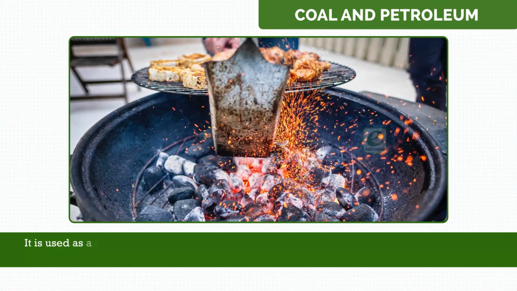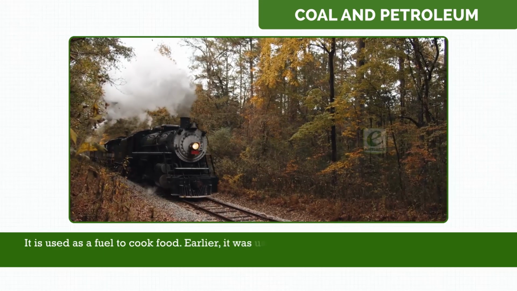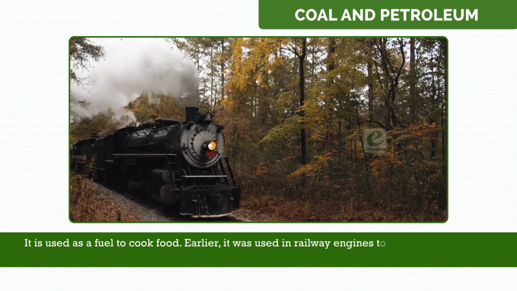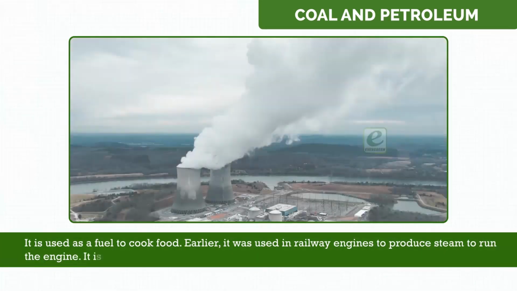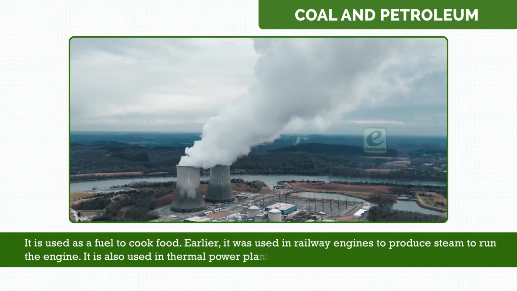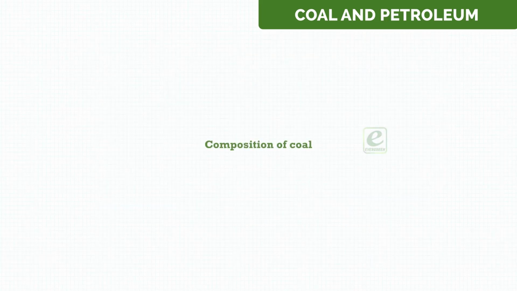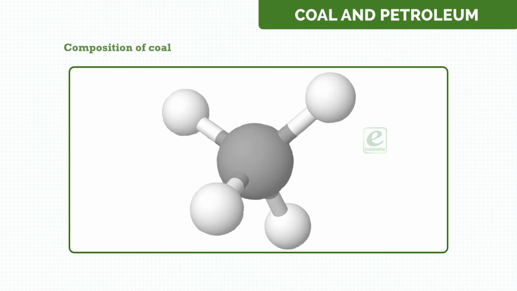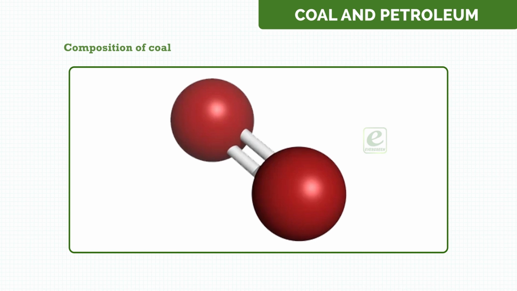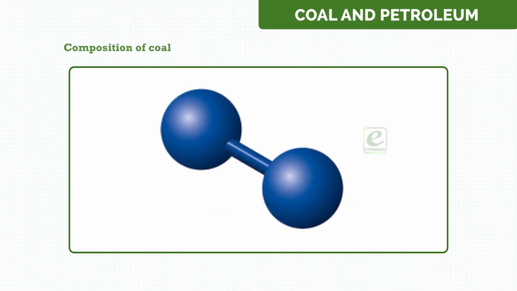It is used as a fuel to cook food. Earlier, it was used in railway engines to produce steam to run the engine. It is also used in thermal power plants to produce electricity. Composition of coal. It is a mixture of free carbon and compounds of carbon, oxygen, with a small amount of sulfur and nitrogen. Formation of coal.